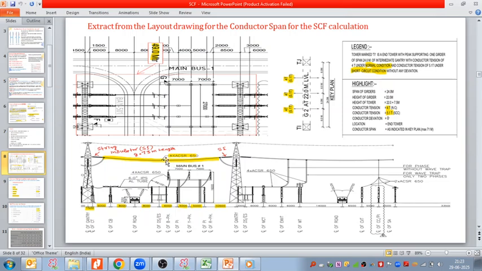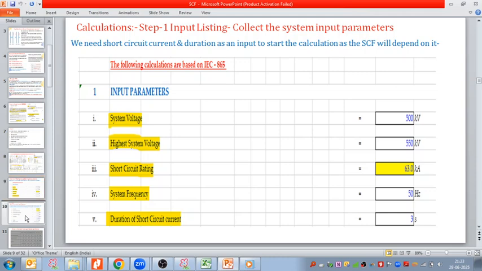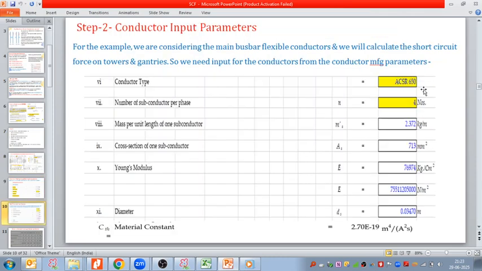I'm taking this conductor, which is 4 into ACSR quad. ACSR 650 is the conductor type. These conductor parameters I have asked from the conductor supplier or manufacturer, and they have given them to me, so I have used those values here. The conductor type is based on my conductor sizing calculation, right? The busbar sizing calculations, right? Okay.